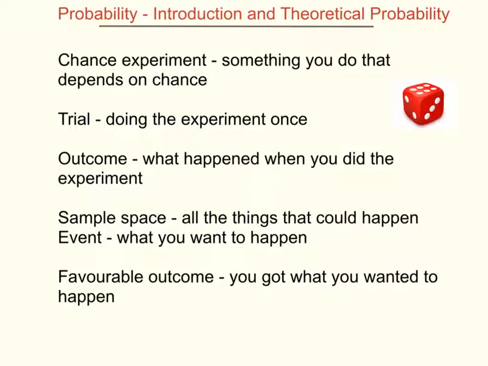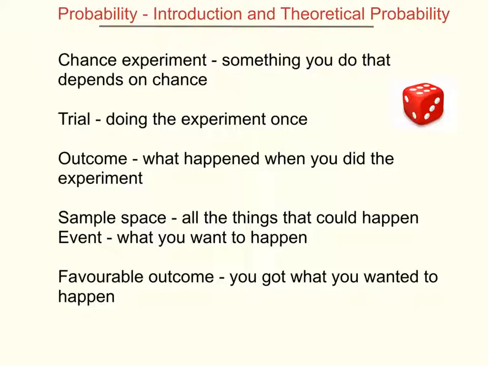When we're doing probability, we need to understand some words. I'll start off by saying that a single die like this is called a die, and dice is actually plural, so you'd need to have 2 or more to have dice. So, the chance experiment. A chance experiment is something that depends on chance, like rolling a die. A trial is doing the experiment once. So each time I roll the die, that's called a trial. If I do it 3 times, that's 3 trials.